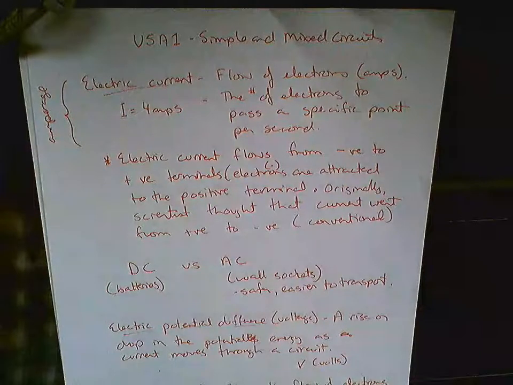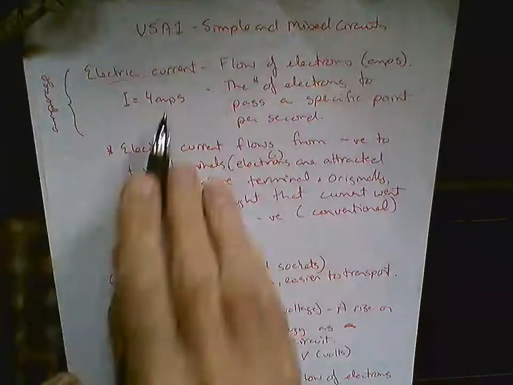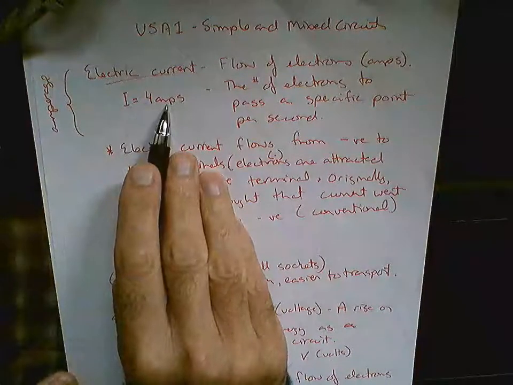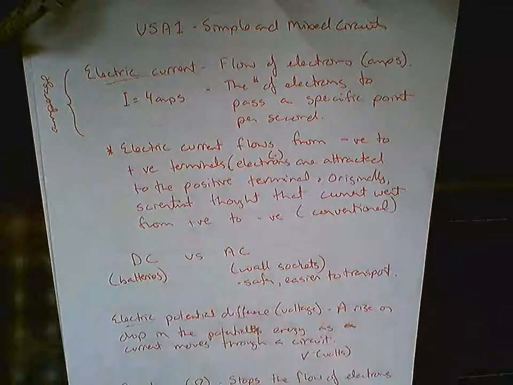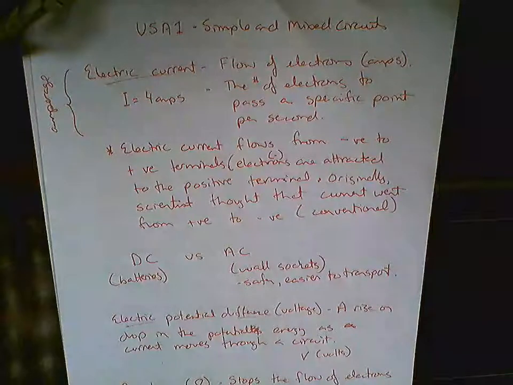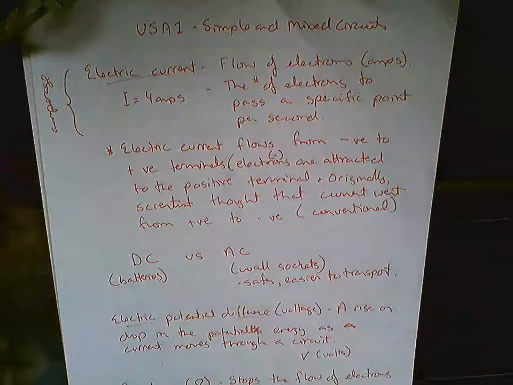So electrical current, also called amperage, here's the symbol for amperage. It's a capital I, equals 4 amps, just the way it's written out. There's nothing specific about the 4. I'm just showing you an example of how it's written out. Current is the flow of electrons, so it's the number of electrons to pass a specific point per second.